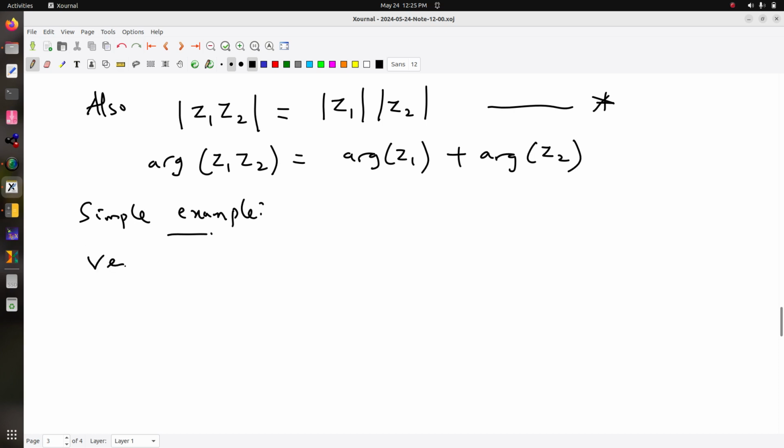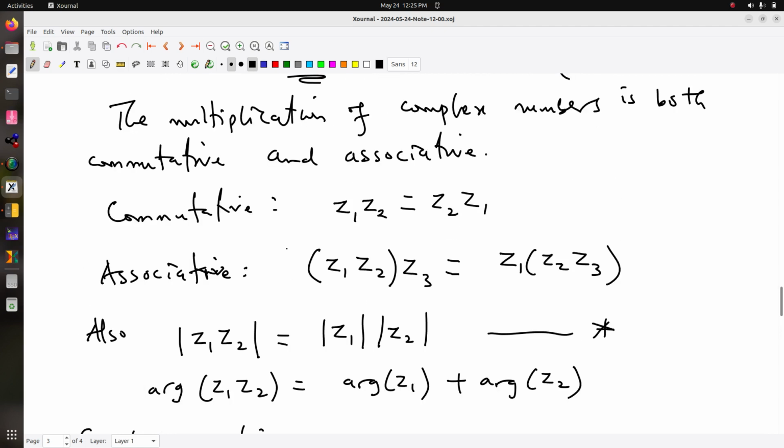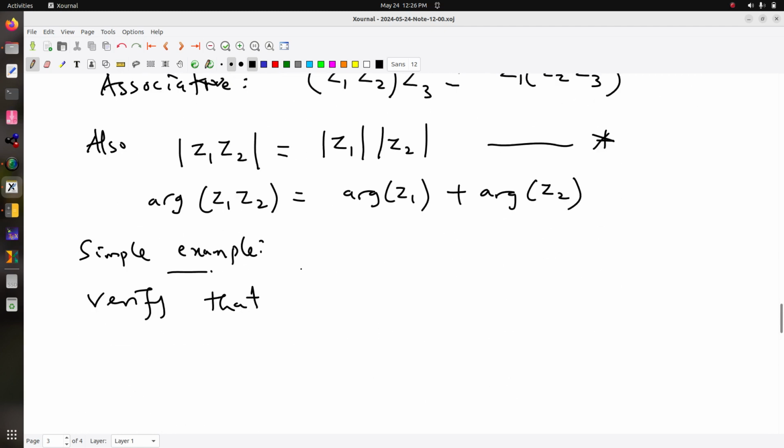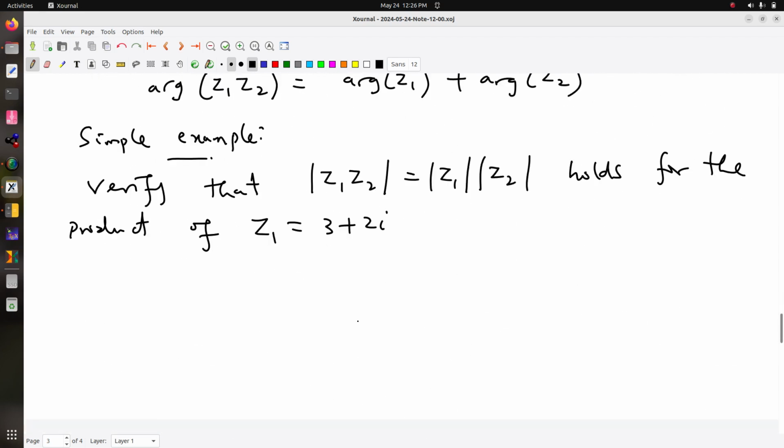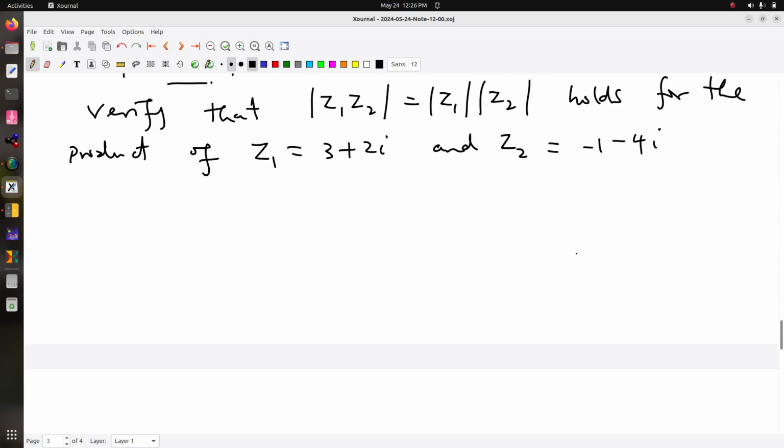So let's say, verify that the commutative claim holds. So verify that the modulus of z1 z2 equals the modulus of z1 multiplied by the modulus of z2 holds for the product of, so let's say z1 is still 3 plus 2i, I think we have used 3 plus 2i, okay, and z2 equals minus 1 minus 4i.